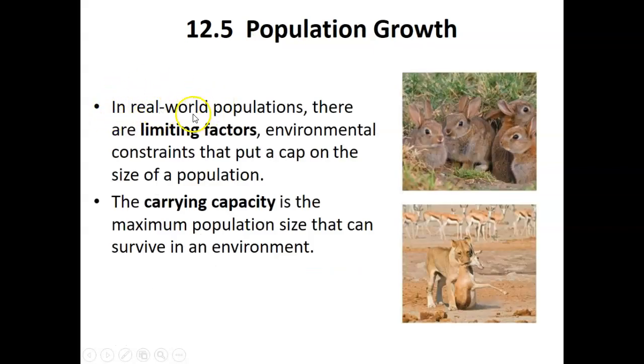In the real world, populations do not have unlimited resources. There are limiting factors, and those limiting factors come from the environment. Those environmental constraints can put a cap on the size of a population. In any ecosystem, there's a carrying capacity. Carrying capacity is the maximum population size that can survive in that particular environment.